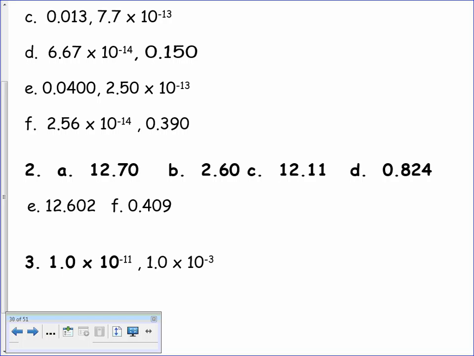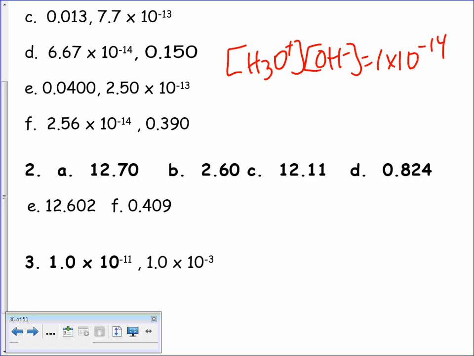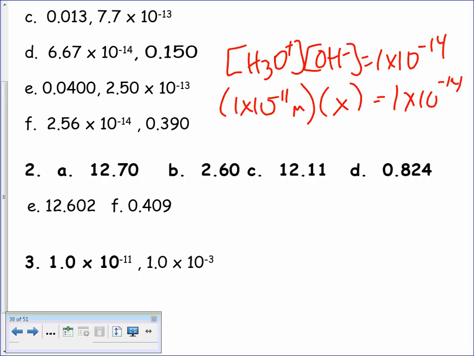Now math. What's the equation that shows the relationship between hydronium and hydroxide? Not plus, right? Oh, times. Yeah, it's this one. Hydronium times hydroxide equals 1 times 10 to the negative 14. All right, here come our exponent rules. This being 1 times 10 to the negative 11th molar, and this being x, say we're solving for hydroxide, is equal to 1 times 10 to the negative 14. What are you going to do? You're going to divide, right?